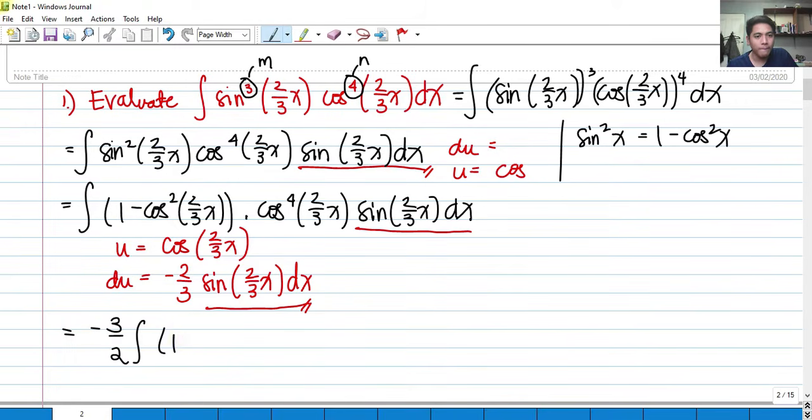This is our 1, minus, we let u as cosine 2/3 x, and this is raised to squared, so that must be u squared. Then, multiplied by u, this is our u, cosine 2/3 of x, raised to 4. And then, finally, we have the du. This would now be du because we already have a correction factor of negative 3 halves outside of the integral sign. So it's actually okay to substitute this du in our integral.